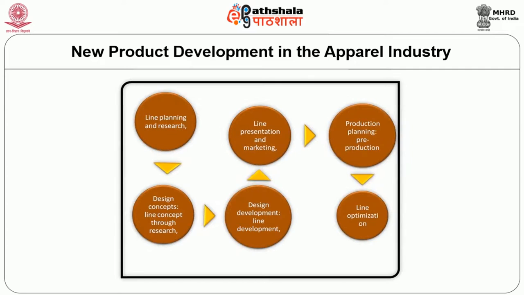So now coming to the new product development which is involved in the apparel industry, this flowchart describes all the processes which are involved. We have the line planning and research, design concepts, which involves line concept through research, design development, where we have the line development, and the developed lines are then presented and marketed, and then they are sent for production planning and pre-production, and then we go for the line optimization.